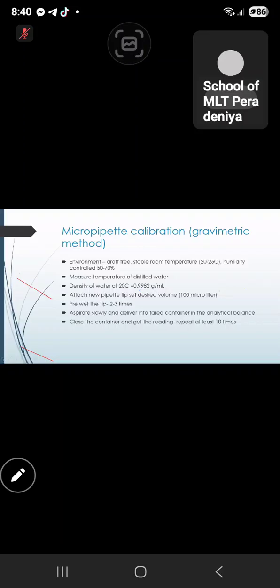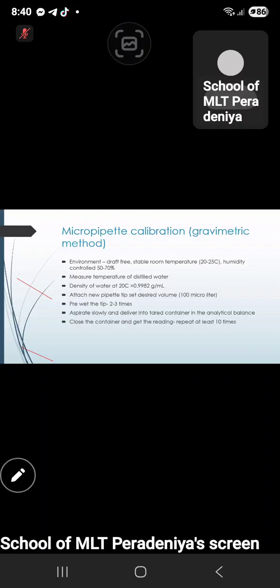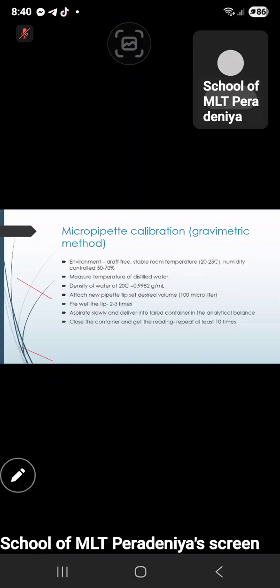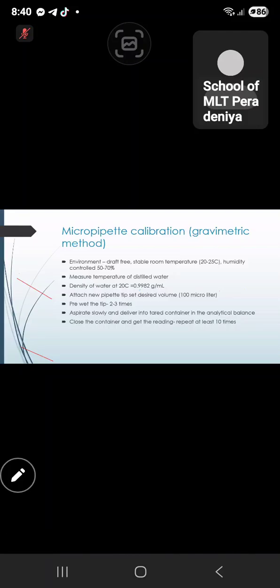Micropipette calibration is done using a balance. Here, what is important is that the balance should be in a stable place, draft-free, meaning no airflow, and the humidity and temperature are also given. Humidity should be 50 to 70%.